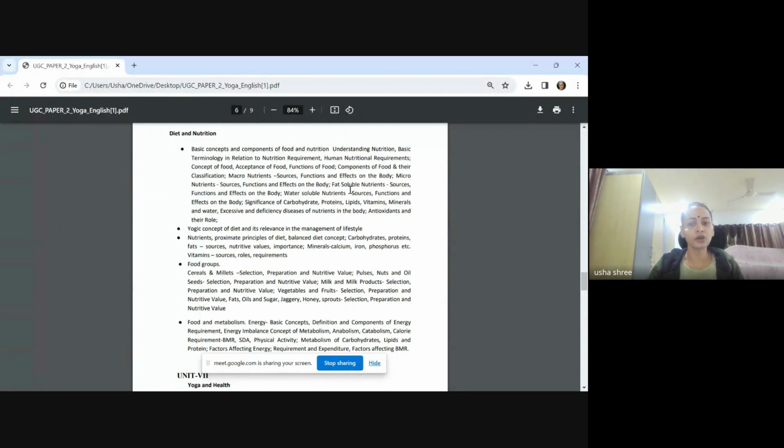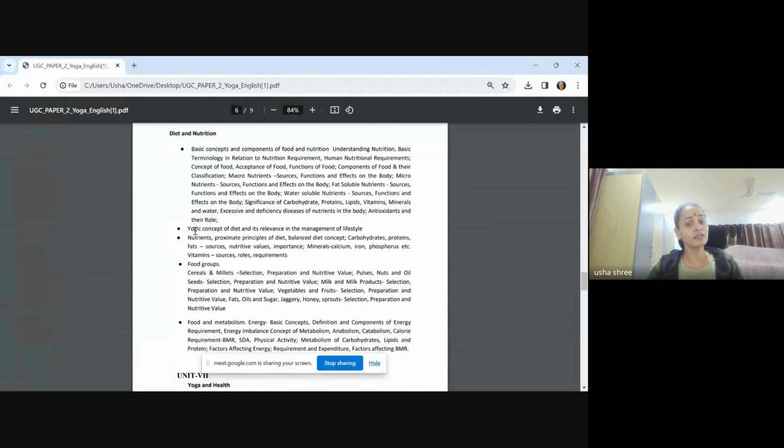Then what are fat-soluble nutrients? You will also learn about the different macro and micronutrients, where you will go into details about what are carbohydrates, what are they made up of, what are proteins, what are they made up of, then fats, then minerals, vitamins, and other things. So that will be taught to you in this particular concept.